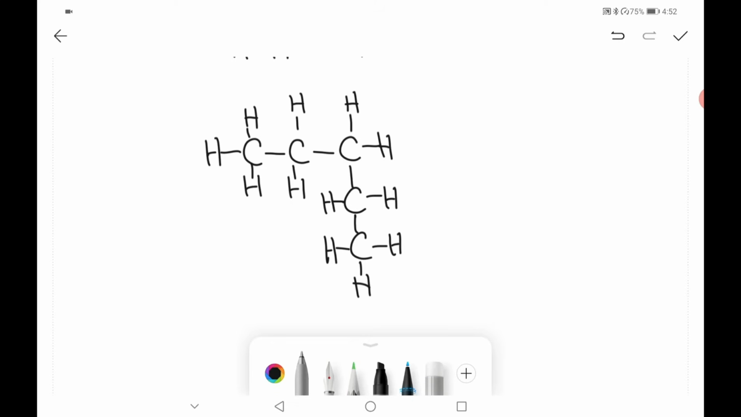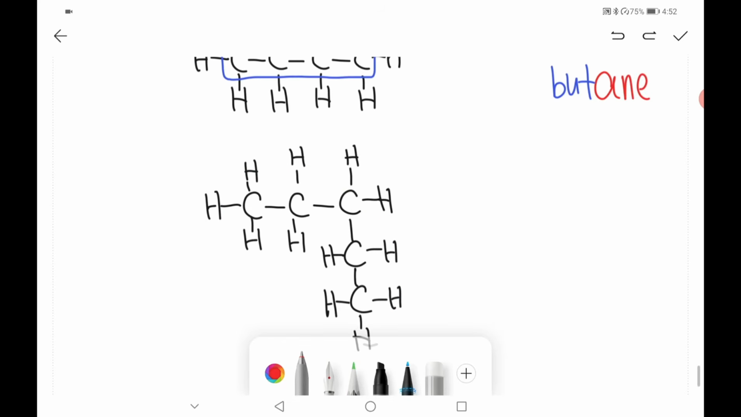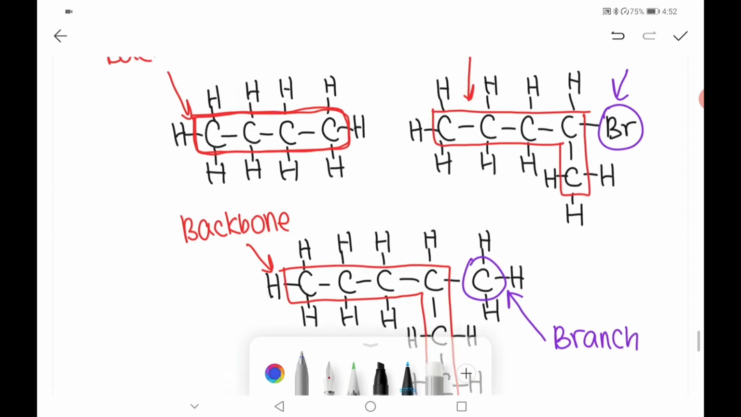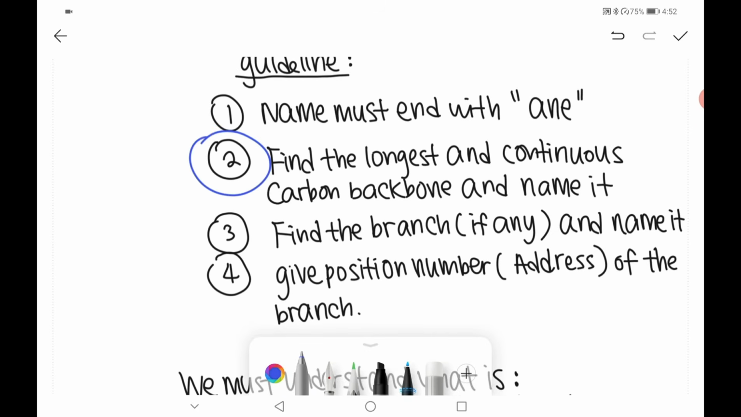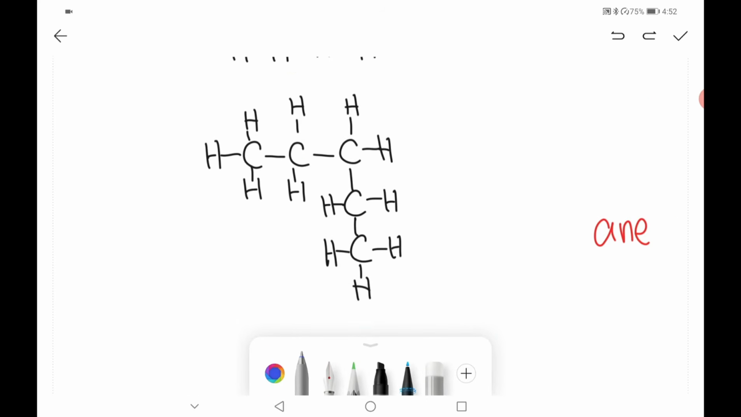To start the name from the back, we need to check the homologous series. As you can see, all the carbons are single bonded. When all the carbons are single bonded, this substance is an alkane, so the name will end with "ane." After that, we need to find the longest continuous carbon backbone. The longest carbon backbone is here. It's 5 carbon.